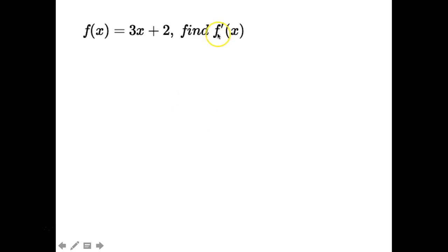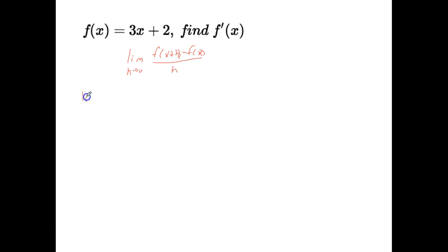Okay, first one, it says find the derivative of this. Well, we're going to use that derivative function we were just talking about: the limit as h approaches 0 of f of x plus h minus f of x all over h. We are going to be using the function for f. Now for this first part here, we're plugging in x plus h.